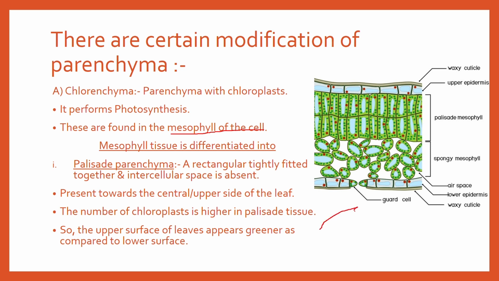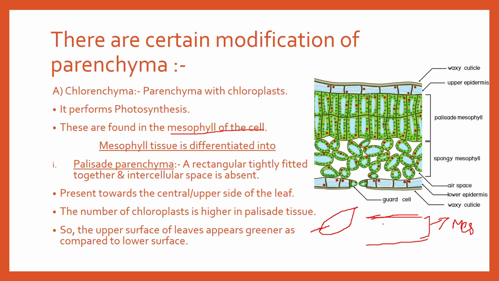As you know, this leaf contains epidermis. Epidermis is the outer layer of the cell. Okay, this is epidermis. So the leaf contains upper epidermis and lower epidermis. In between these epidermis, mesophyll is present. So mesophyll tissue is differentiated into palisade parenchyma and spongy parenchyma.